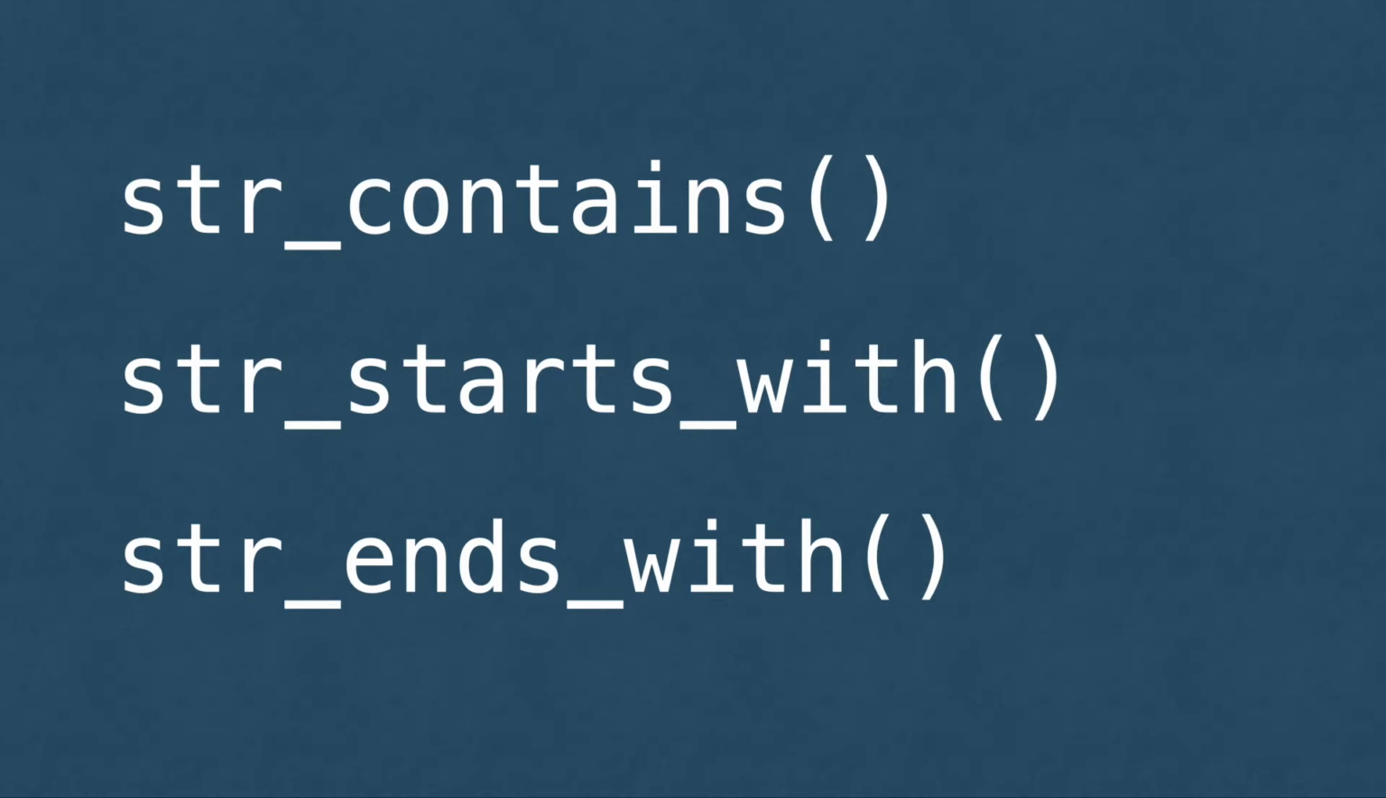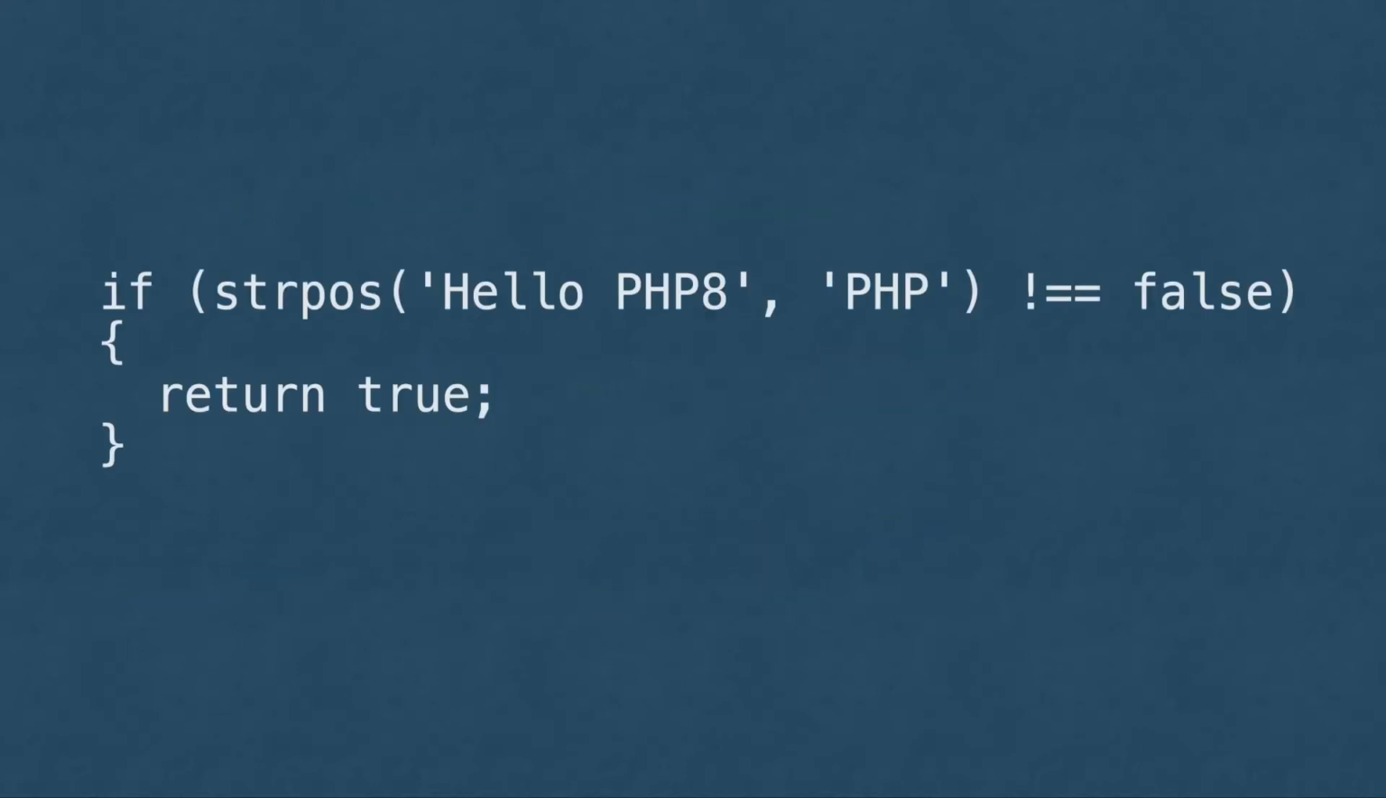Just in case you're wondering if these functions weren't already available in older versions, no they weren't. There wasn't any straightforward way to find out. We had to use the strpos function to do this. Strpos returns the position at which the second argument is found in the first argument, and it returns false when not found. Now this was obviously a confusing way of doing this.